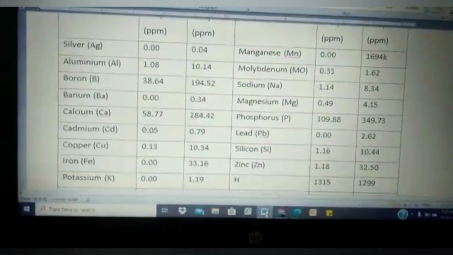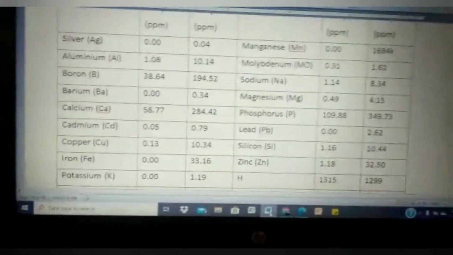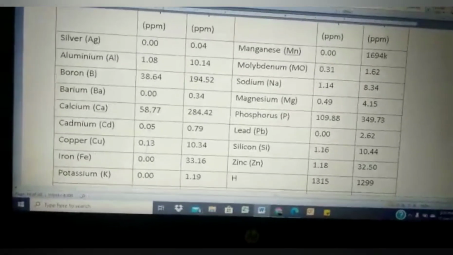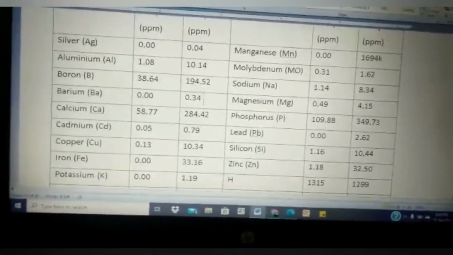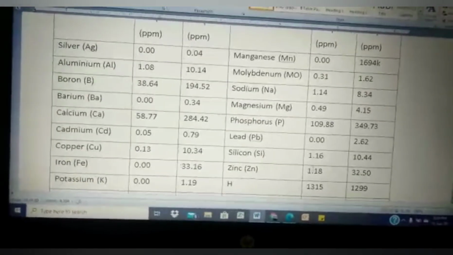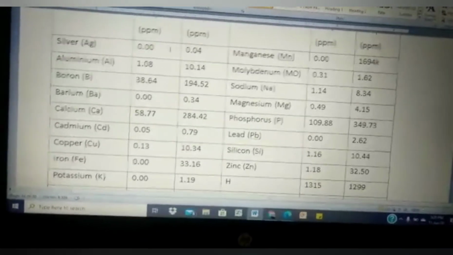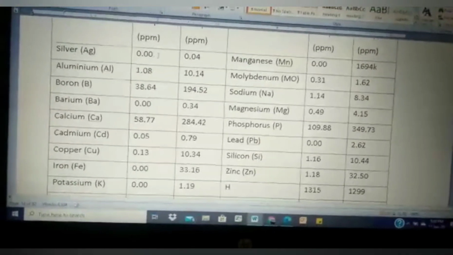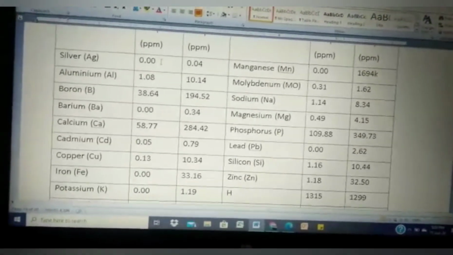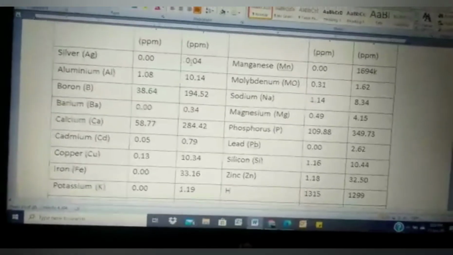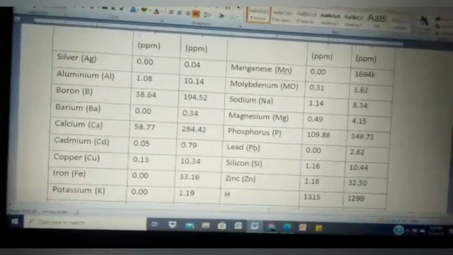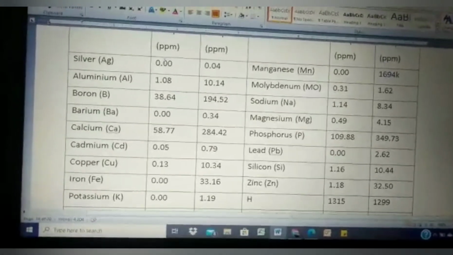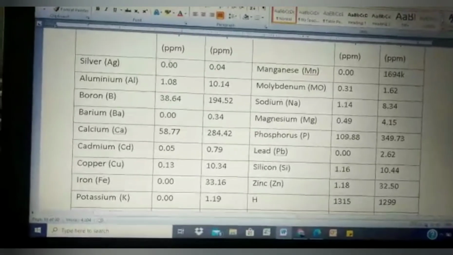Okay, this is the result of the experiment. As you can see, here is sample A and here is sample B. Sample A is the fresh oil, which has not been used, and sample B is the used oil. You can see that sample B is higher than sample A.